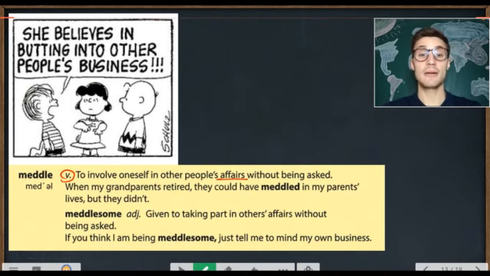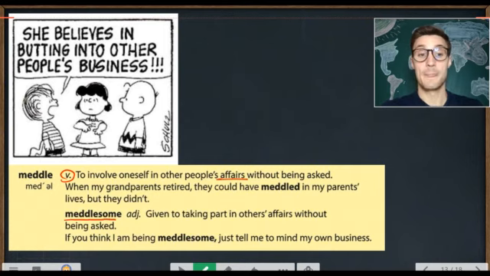When my grandparents retired, they could have meddled in my parents' lives, but they didn't. Lots of parents meddle in their children's lives. They involve themselves in their children's lives without being asked. It's not good.